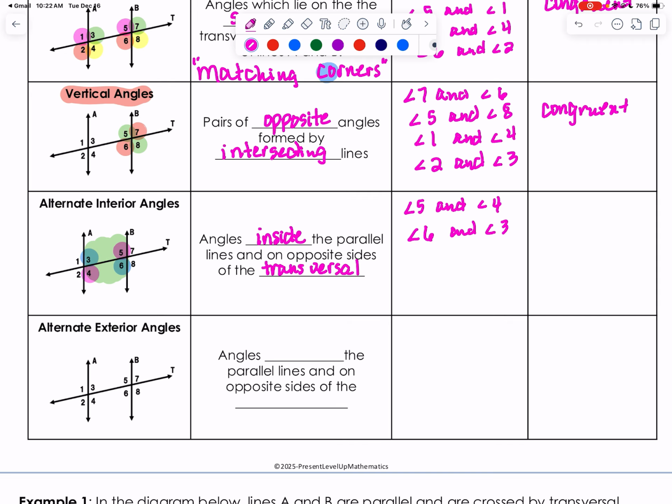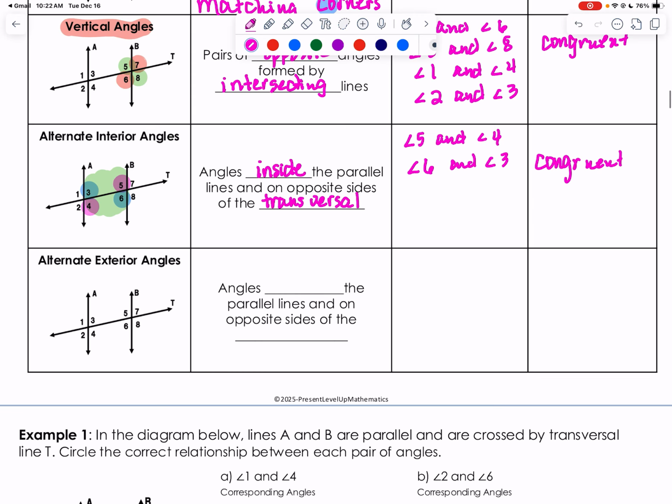Now, alternate interior angles are also congruent to each other. So if you know the measure of angle 5, you also know the measure of angle 4. If you know the measure of angle 6, you also know the measure of angle 3.